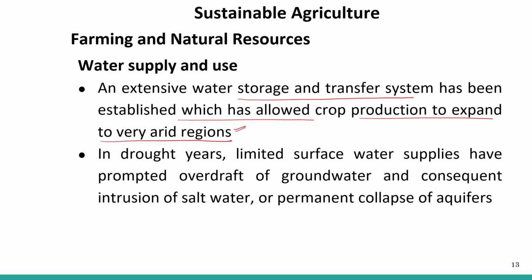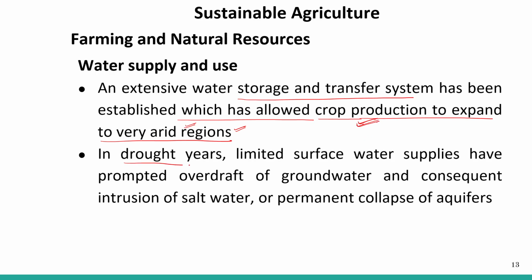Okay, so crop production has been expanded to the most fertile land, and also the land which has a lot of water, right? But there are some lands that are in arid regions. So those regions are also used for crop production. We are expanding to that area also.